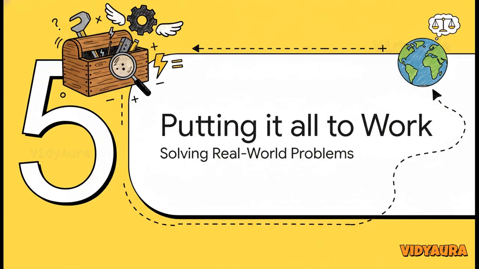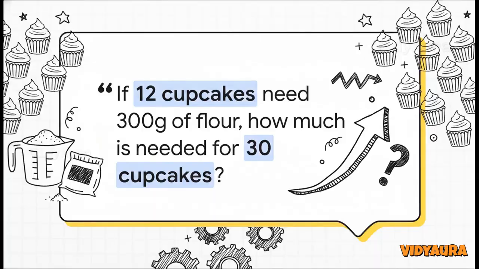Okay, our toolbox is officially locked and loaded. We've got our ratio tool, we've sharpened it up with simplifying, and we've given it that awesome proportion power-up. It's time to solve a real-world puzzle. Here we go, a classic scenario. You're baking, right? The recipe says you need 300 grams of flour to make 12 cupcakes. But what if you want to make 30 cupcakes for a party? How much flour do you need?